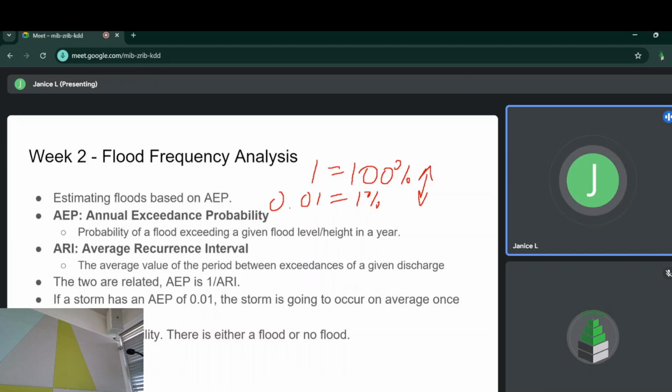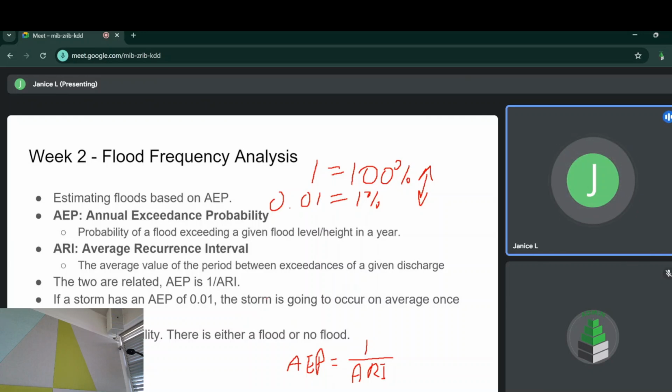What is the AEP? So if a storm has an AEP of 0.0, and here's the thing, the two are related. AEP and ARI are related. Before we move on, let's make that clear. So AEP is basically just the inverse of ARI. Excuse my messy writing. I should have probably typed that up, but AEP is equal to 1 over ARI.